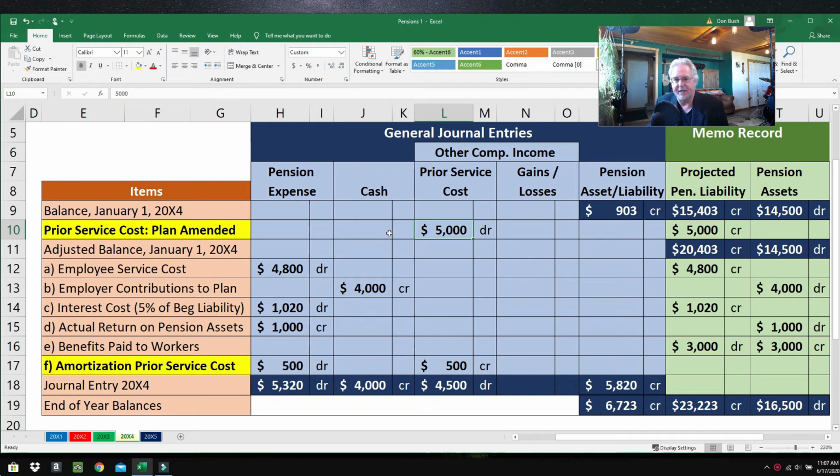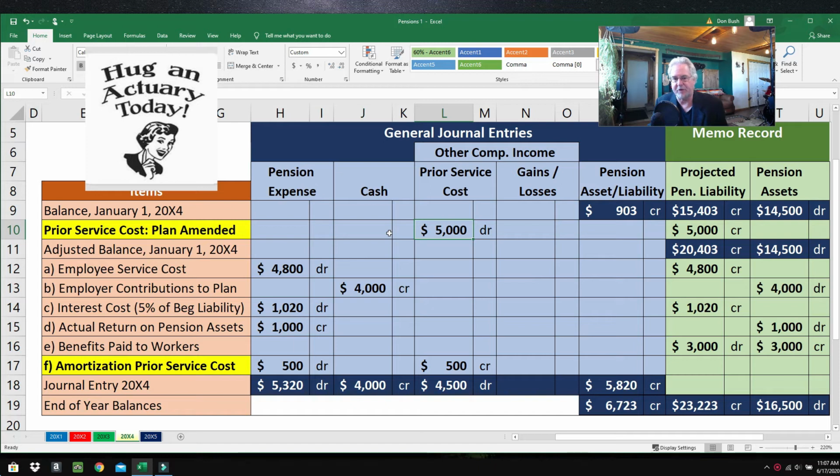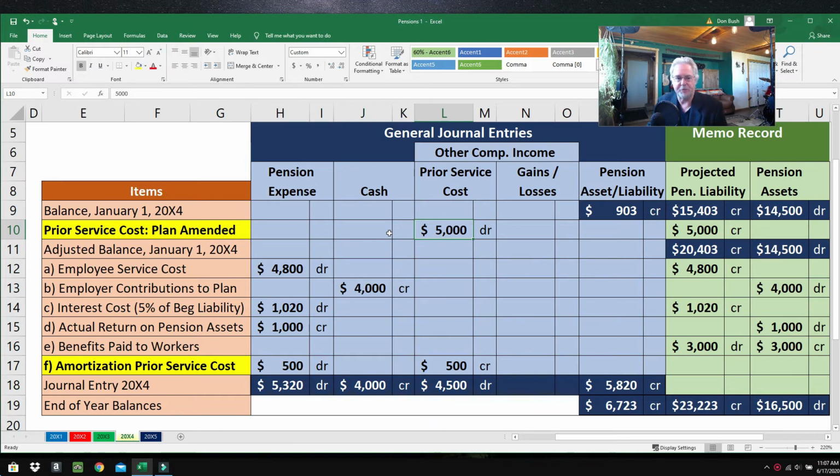And this is an estimate based on actuaries. Actuaries are people who are very good at math, statistics, and they help with probabilities and figuring out the cost of the pension. So these actuaries said, we think that we probably will have a prior service cost of about $5,000. So that's what we're doing, $5,000 debit, $5,000 credit. So this $5,000 debit is going under other comprehensive income, prior service costs, which means it's bypassing the income statement.